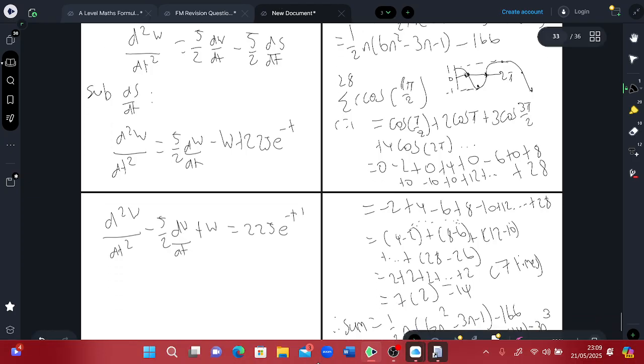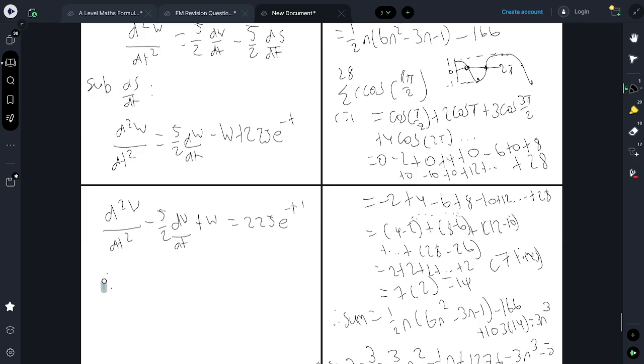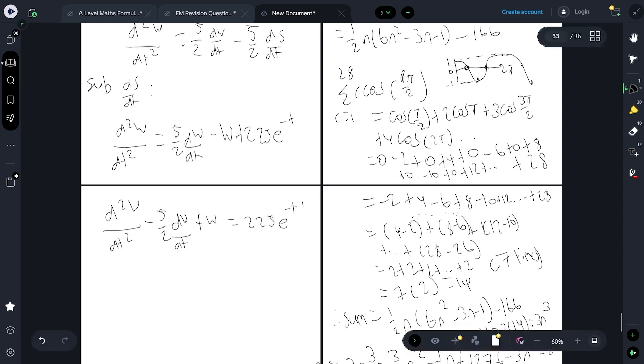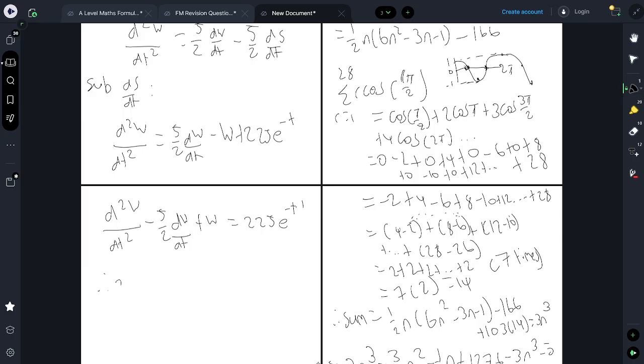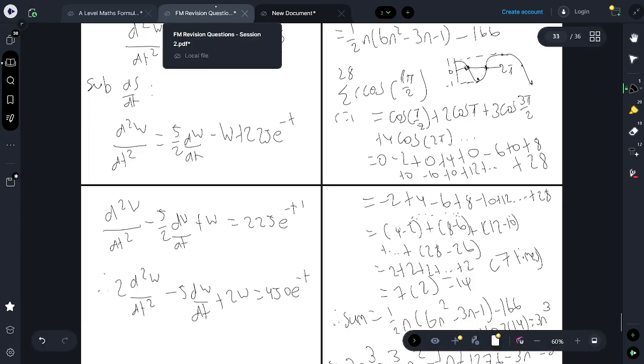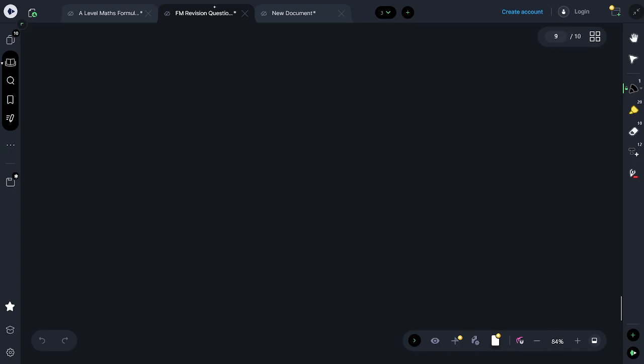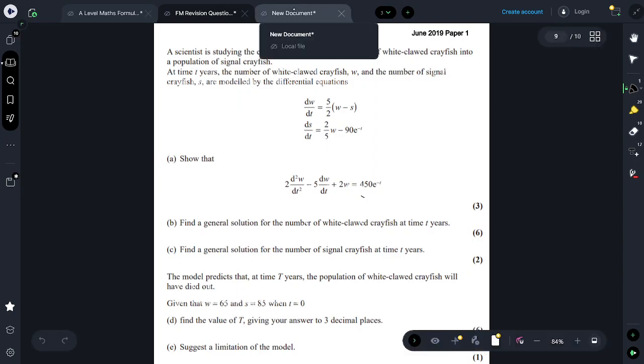Now we want to get rid of this fraction. If you notice, it's 2 lots of d squared w in the answer, so let's times by 2. So that means we get 2 d squared w by dt squared minus 5 dw by dt plus 2w is equal to 450 e to the minus t. There we are. Is that the answer they're looking for? Hopefully it is. Yes, it is. Great, so that's part A.